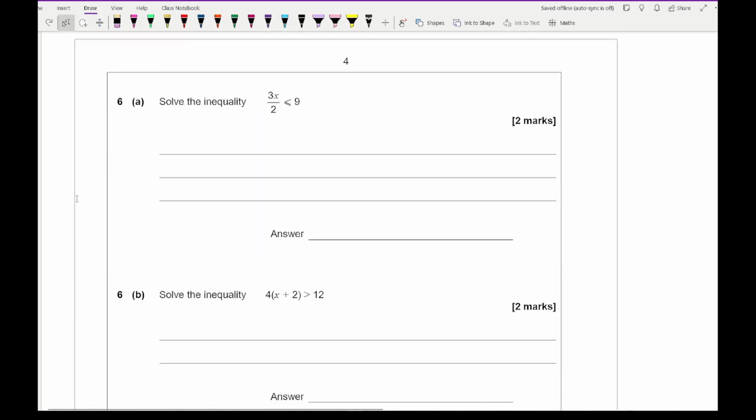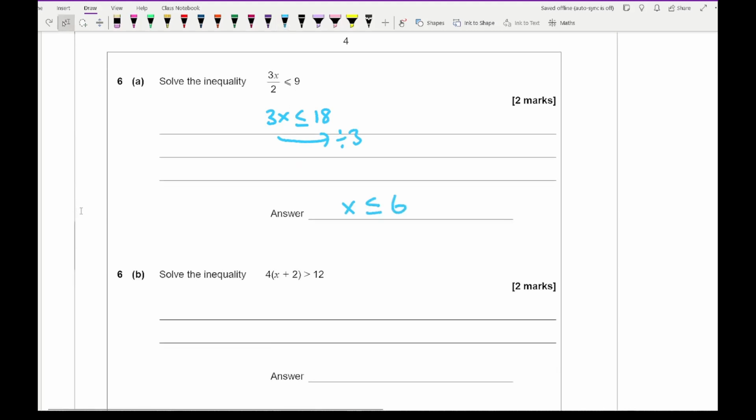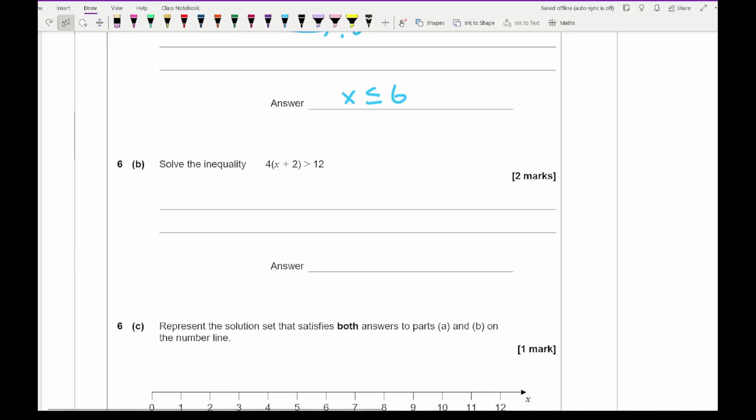Moving on to question 6a, it says solve the inequality. So for 2 marks, 1 mark would be to remove the 2, and then we divide by 3, giving us our final answer of x is less than or equal to 6. And then with b, again, we just want to expand the bracket, so we get 4x plus 8 is greater than 12. Get rid of the 8, so it turns into 4, and so x is greater than 1.